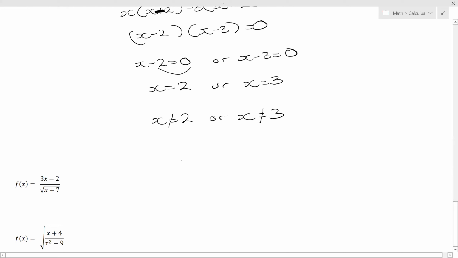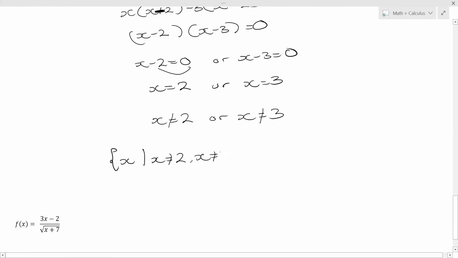So for the domain of this function, x can be all real numbers except 2 and 3. So x cannot be 2, and x cannot be 3. Okay, so you can write it like this: x, all real numbers such that x is not equal to 2, x is not equal to 3. I just prefer to write it like this.